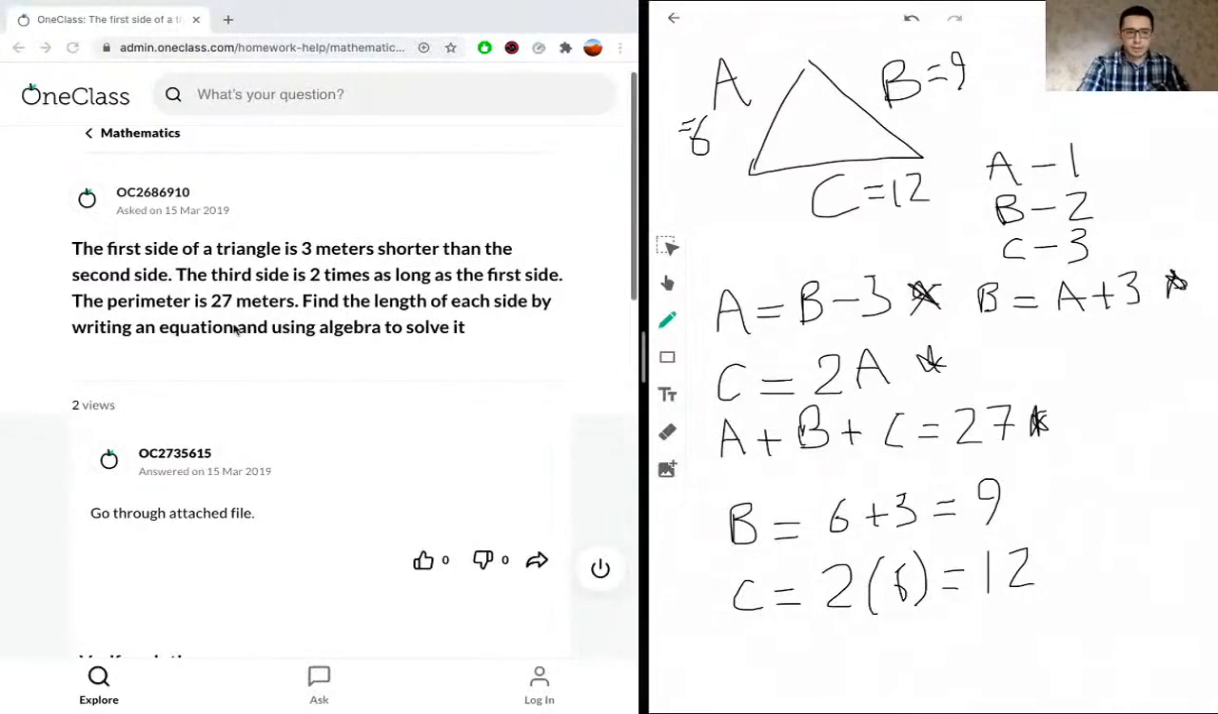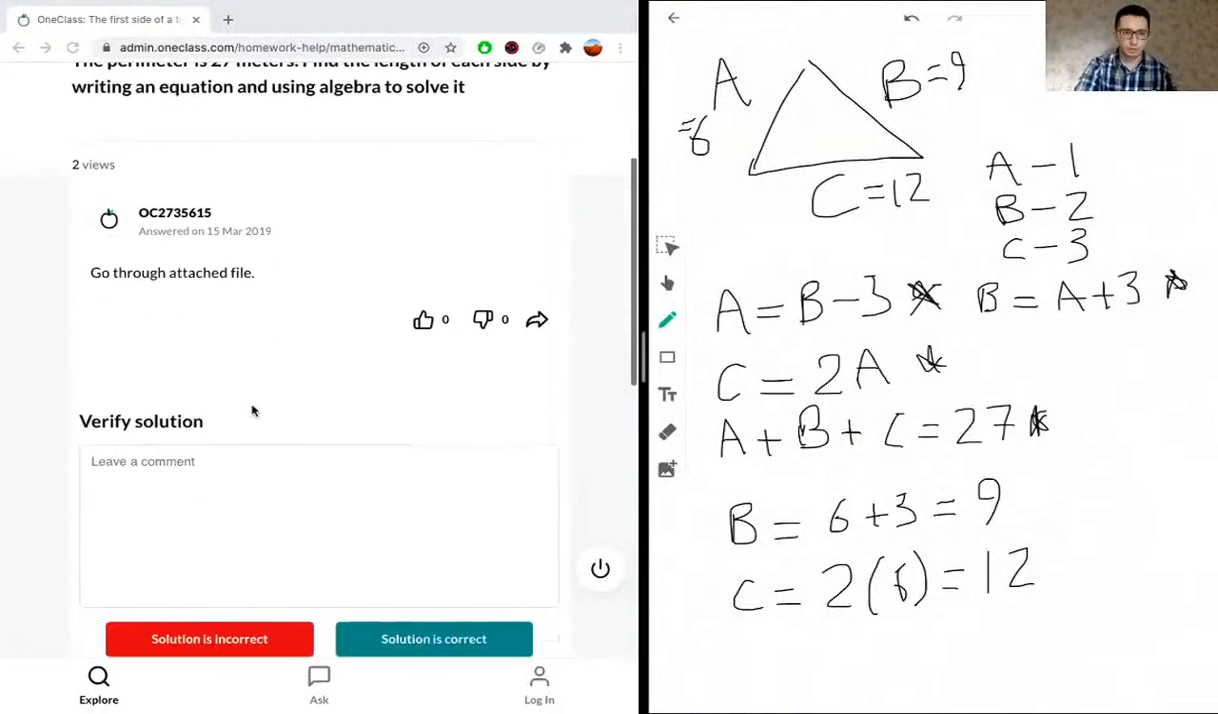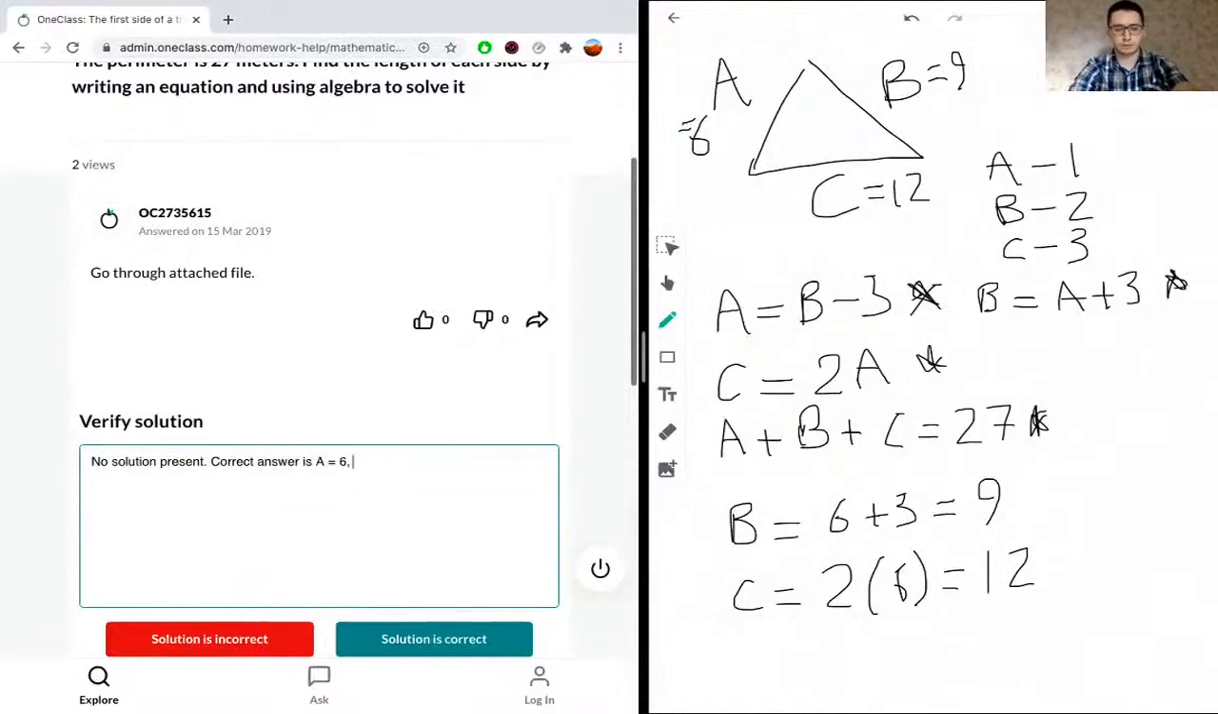So, find the length of each side by writing an equation and using algebra to solve it. We've done that. We've figured out how long each side of the triangle is. So the solution here says go through attached file. It doesn't really show anything, so no solution present. Correct answer is A equals 6, B equals 9, and C equals 12. Okay, we'll say solution is incorrect.